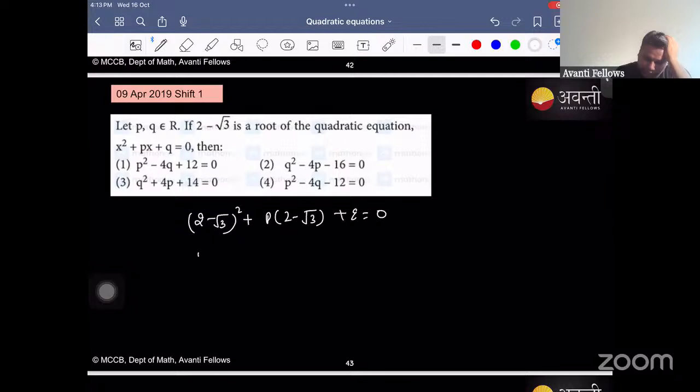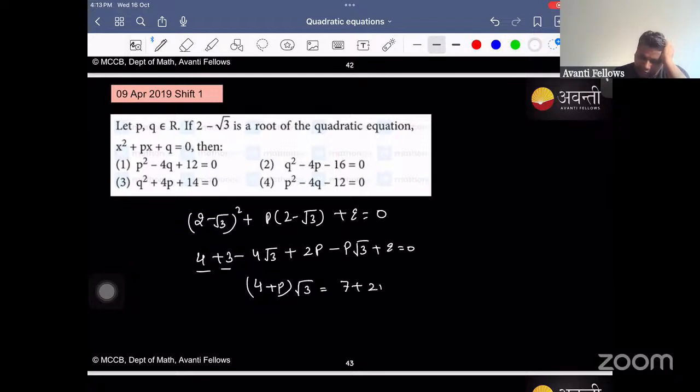All right. So it is 4 plus 3 minus 4 under root 3 plus 2p minus p root 3 plus q equals 0. So it will be 4 and 3, 7. So 4 plus p into under root 3 is equal to 7 plus 2p plus q. 4 and 3, 7 plus 2p plus q. This is what I got.